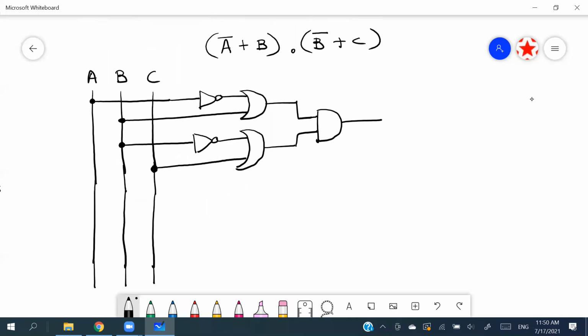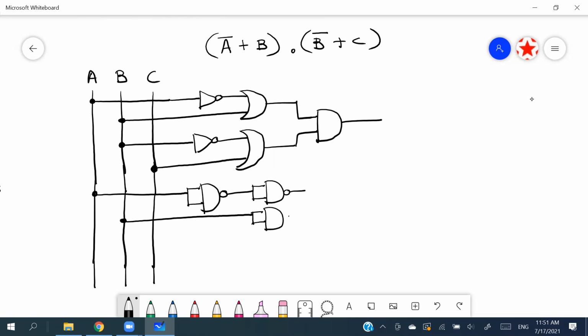Right, so I'm going to do the same thing. I'm taking a line from A and I'm sending it through a NAND gate. And I'm taking a line from B, sending it through a NAND gate, and this from the NAND gate again. And those two I'm sending through another NAND gate that represents an OR gate, right?